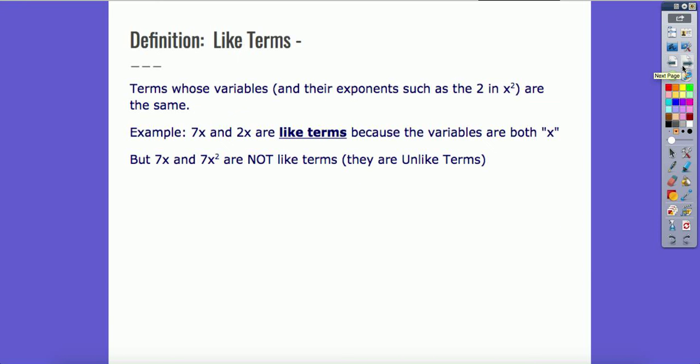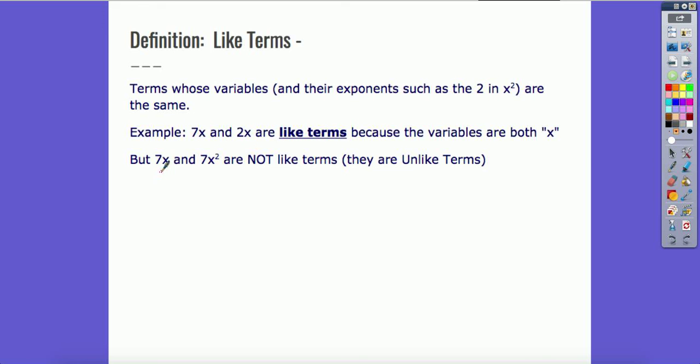Like terms are terms whose variables and their exponents, such as the 2 in x squared right here, are the same. So for example, 7x and 2x, they're like terms because both of their variables are x. Notice I've got 7x right here, I've got 2x right here, they're the exact same. So if I were adding those together, for example, I would have 9x because I would have 7 of them represented here and 2 more right here.